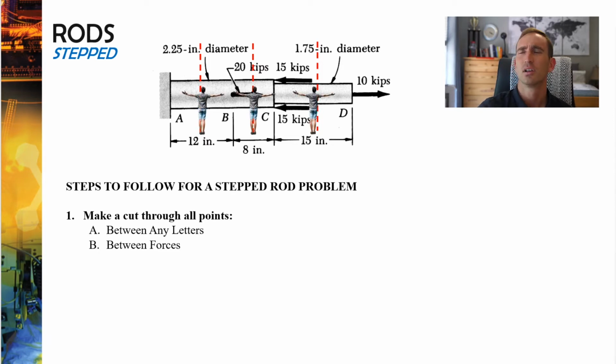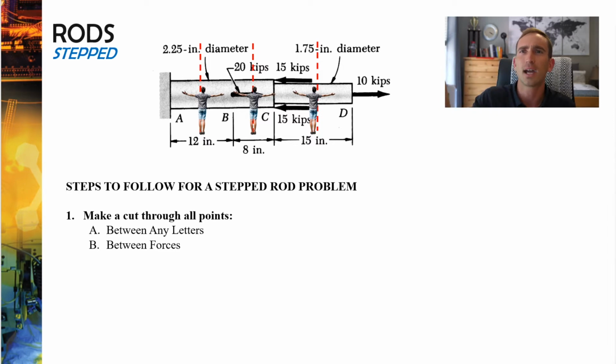But a good and silly way to visualize where you need to make cuts is not just the letters, but imagine putting yourself in the problem. And you in the problem are either being squished, so you have to push out to fight being squished, or you're being stretched, so you have to pull back in to fight being overly stretched. So a good way to think about this is kind of put yourself in different parts of the stepped rod and think about what you might be experiencing there.